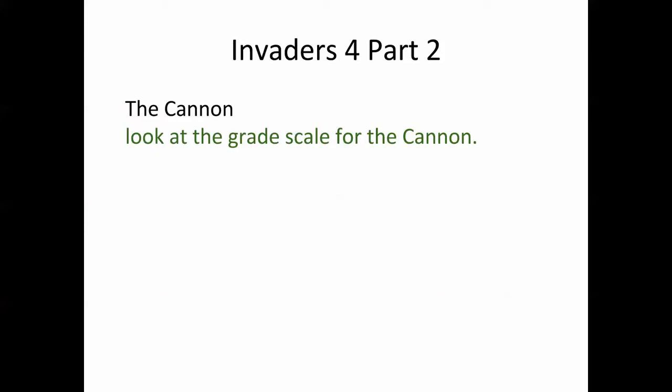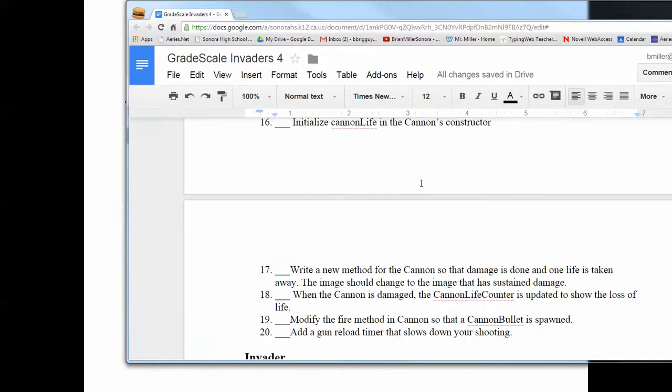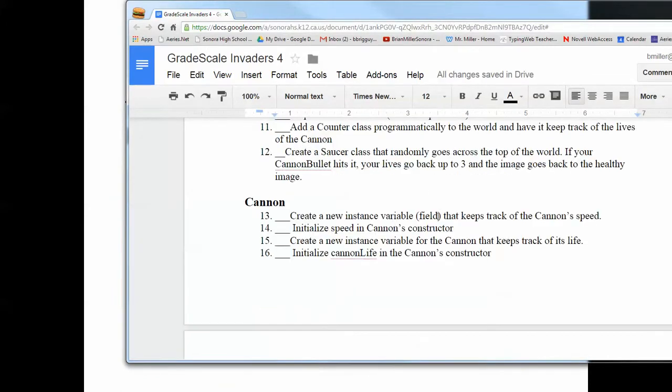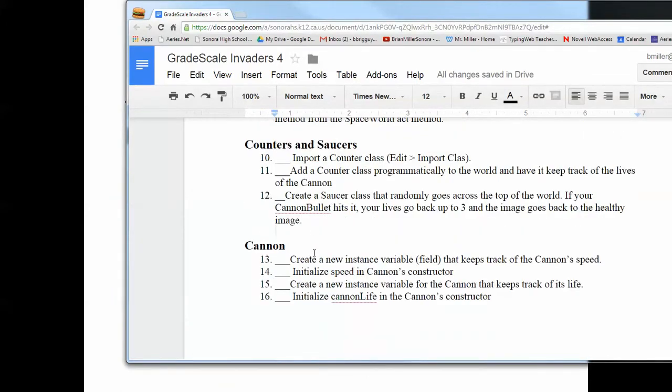So if you did what I said, you're looking at the grade scale, and unless I changed it a bunch, it should look something like this. Here's what we want to do with the cannon: create some new instance variables that keep track of the cannon's speed, and we want to initialize it in the constructor, and then we also want to do the same thing for the life.